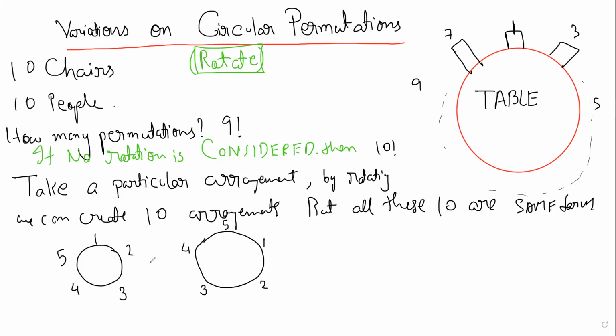This is the rotation that you do. Again, degrees and all are not important. In this way, you'll get 5 different arrangements. All these 5, we counted them as different, but all these 5 are now considered the same. And so I will divide by 5. You can just write this.